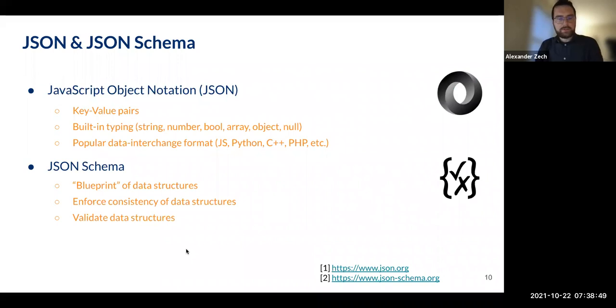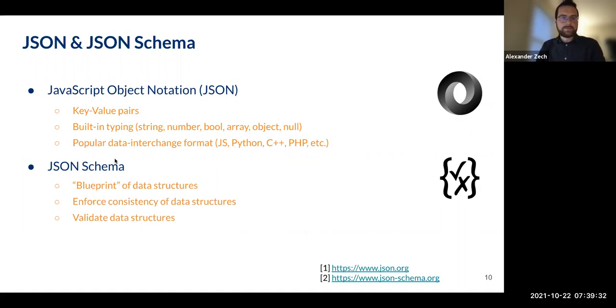And mostly we represent this data as JSON objects. So I quickly would like to introduce JSON a little bit. JSON stands for JavaScript Object Notation. This is basically a collection of key value pairs, and the JSON data type contains built-in typing. So a value can be a string, a number, a Boolean, an array, an object itself, or a null type. And this is a very popular data interchange format. So it's not only, as it already implies, supported by JavaScript, but it's also supported by other languages like Python, C++, etc. So really a lot of languages support this data structure.